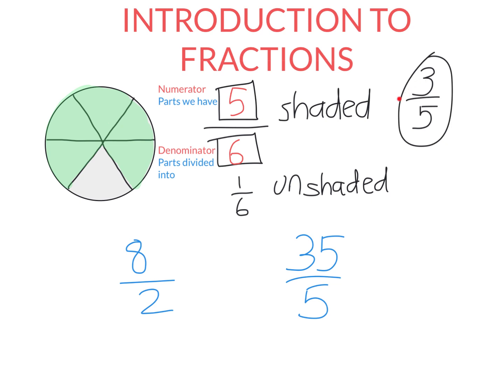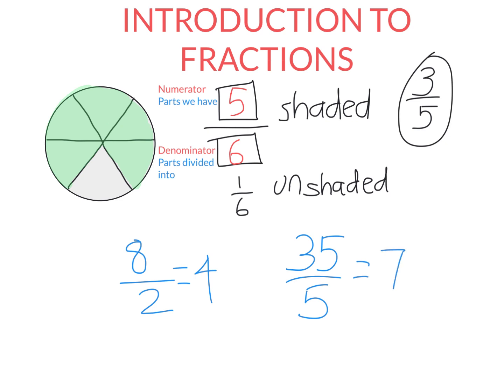So remember, this line here means divide. So 3/5 means 3 divided by 5. You sometimes see fractions like this called improper fractions, where the number at the top, the numerator, is larger. So because this line means divide, 8/2 means 8 divided by 2, which is the same as the number 4, and 35/5 is 35 divided by 5, which is just 7.